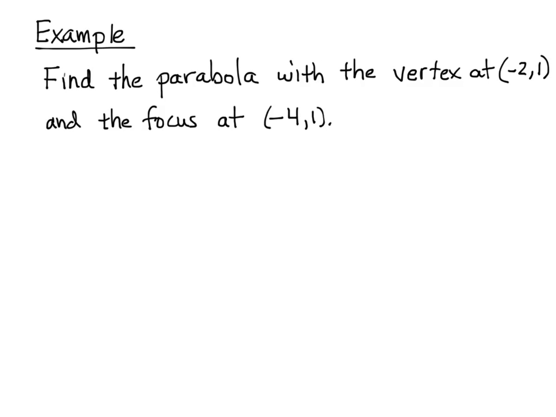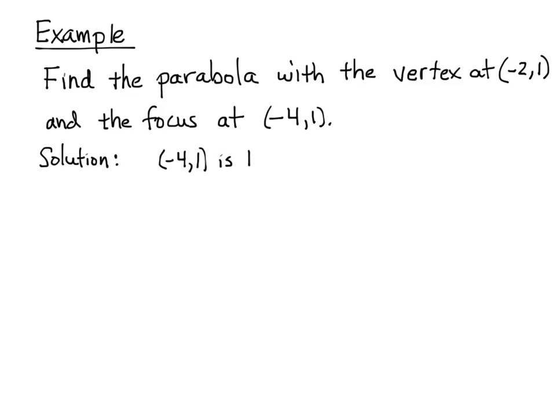Okay, so what I want to do is find a parabola with a vertex at -2, 1 and the focus at -4, 1. So let's envision this first. The vertex is going to be at -2, 1. That's right there. And the focus is going to be at -4, 1. Right there. So here's the focus, there's the vertex. Now this is going to be the version that has y squared, not x squared, because it's going to go like this, right? And since the focus is to the left of the vertex, p is going to be negative.